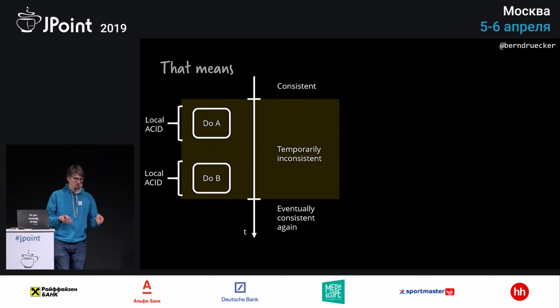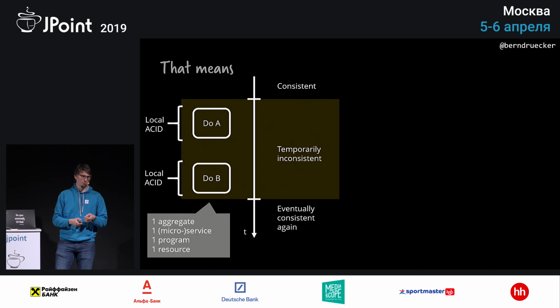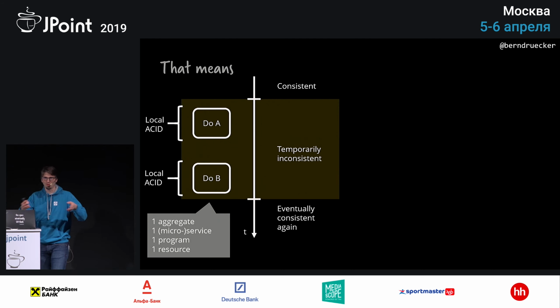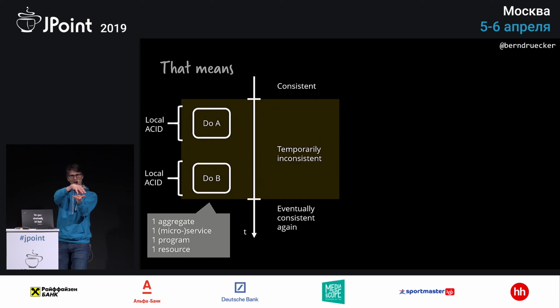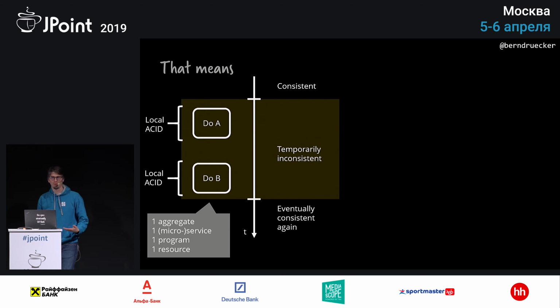So I can do transactions within these small boundaries, which might be the aggregates, which might be your one Java program where you use whatever, Spring Boot for transaction management. It can be one resource, whatever that is. But it means local ACID is possible. But I cannot do that on a global level. So if I do two things in a row, I'm temporarily inconsistent. So I do A first, then it's committed. And now somebody else can already see the consequence of that before I do B and before I know if everything succeeds. And that's what we're talking about.